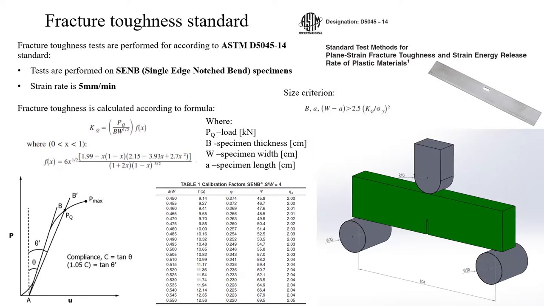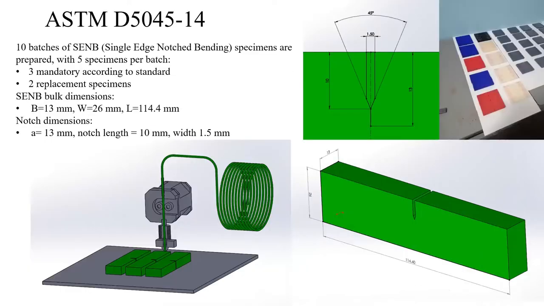The SEMB specimens have a notch, and the pre-crack was inserted using hammer tapping. The razor was placed in the notch, and above it we applied force with the hammer, creating a pre-crack on each specimen.